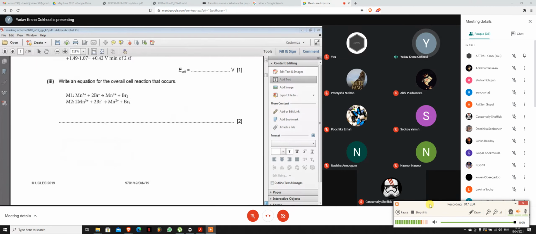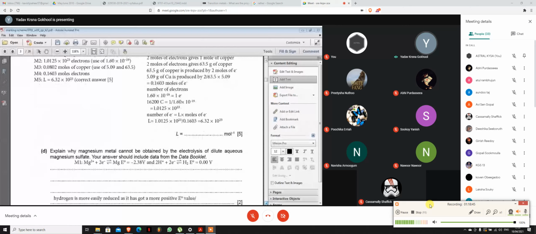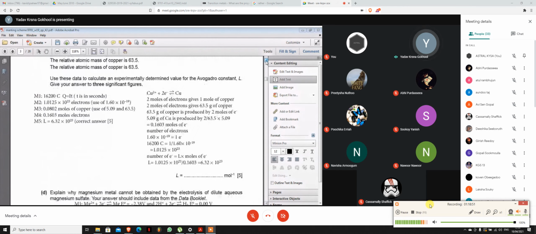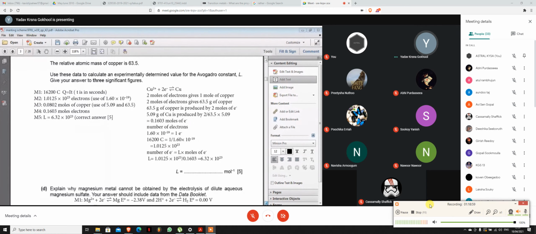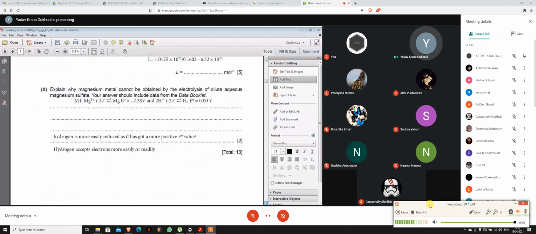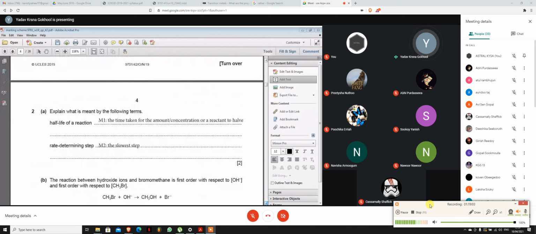Question number C, this part I have worked out. I've worked it out for all of you. On the left-hand side, this is from the marking scheme. This is the right-hand side from how I have worked it out. Please have a look. Part D, something like that was discussed.